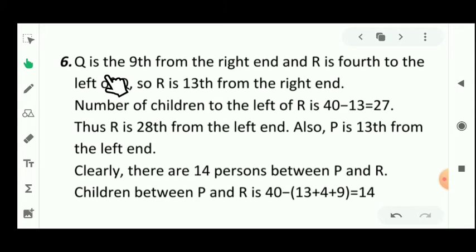As you know that in the question, Q is the 9th from the right end and R is 4th to the left of Q. So R is 13th from the right end. So the number of children to the left is 40 minus 13, that means 27. So R is 28th from the left end and also P is 13th from the left end. So clearly, there are 14 students between R and P. So the children between P and R is 40 minus 13 plus 4 plus 9. That means the answer of the question will be 14.